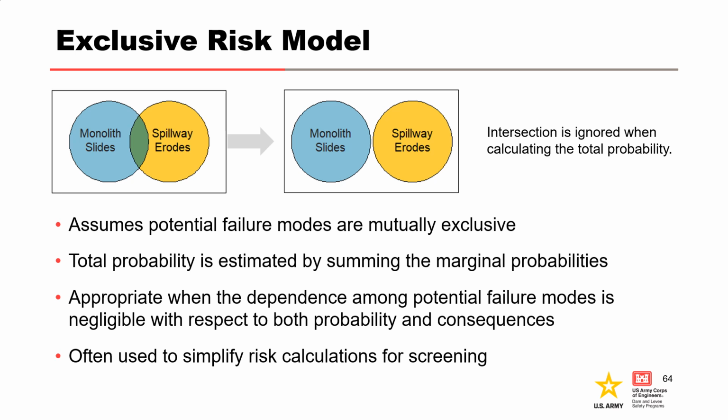The exclusive risk model ignores the intersection of potential failure modes and assumes the failure modes are mutually exclusive. To calculate the total using this model, the marginal probabilities are summed. Again, a marginal probability describes the probability of an event irrespective of the occurrence of other events. The exclusive risk model is appropriate when the dependence among potential failure modes is negligible with respect to both probability and consequences. This method is often used to simplify risk calculations when completing a screening.